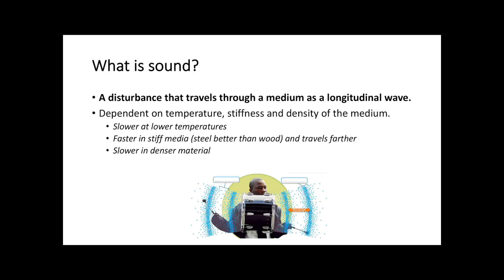So this means steel is stiffer than wood, and therefore steel will allow sound to travel better than wood. It's also going to travel farther in stiffer media. And finally, it's going to travel slower in denser materials. So that means if an object has more mass, sound is going to travel more slowly through it.